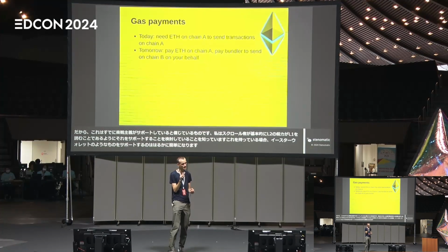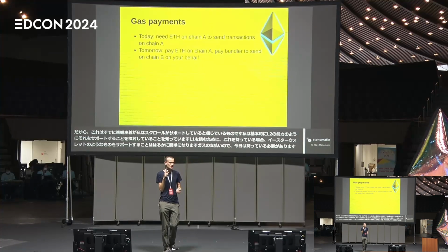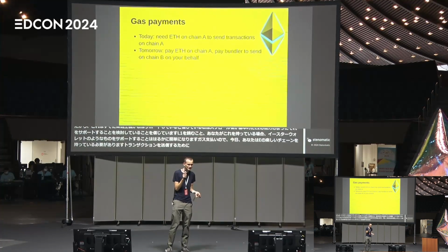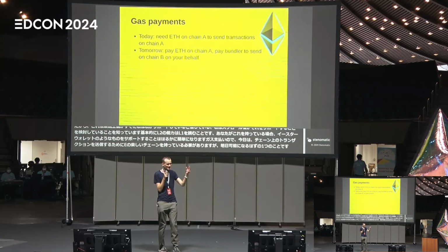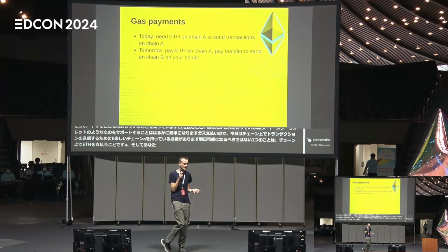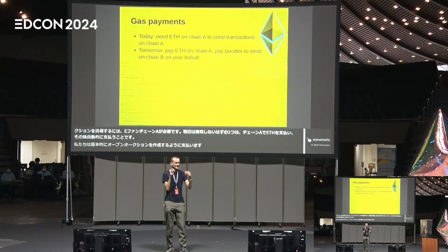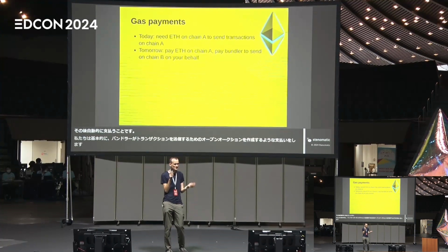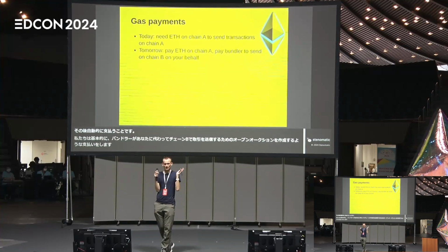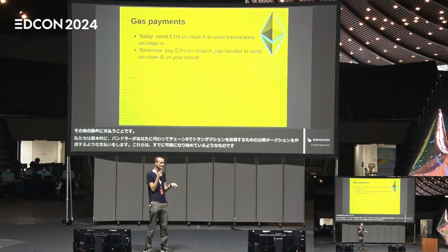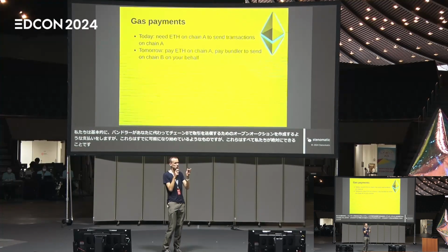Gas payments. So today, you need to have ETH on chain A in order to send transactions on chain A. One thing that will become possible tomorrow is you pay ETH on chain A, and then you automatically create an open auction for a bundler to send a transaction on chain B on your behalf. These are things that are starting to be already possible, right? But these are all things that we can absolutely do using decentralized networks, right?